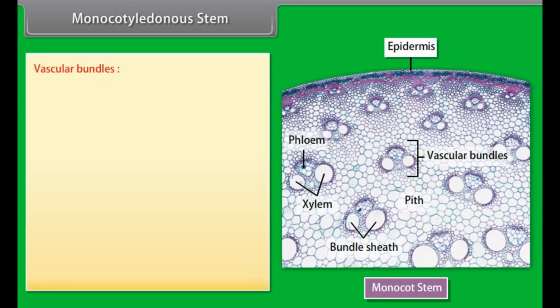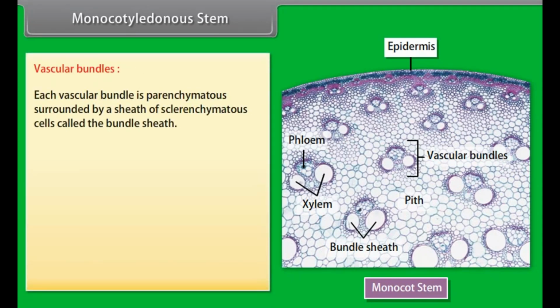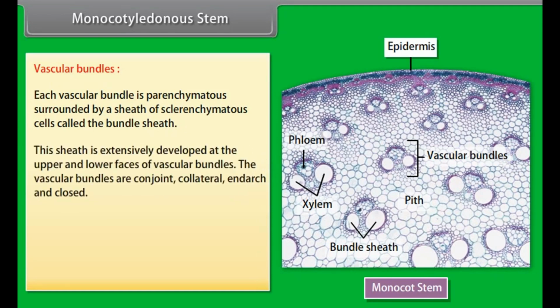Vascular bundles. Each vascular bundle is surrounded by a sheath of sclerenchymatous cells called the bundle sheath. This sheath is extensively developed at the upper and lower faces of vascular bundles. The vascular bundles are conjoint, collateral, and dark and closed.